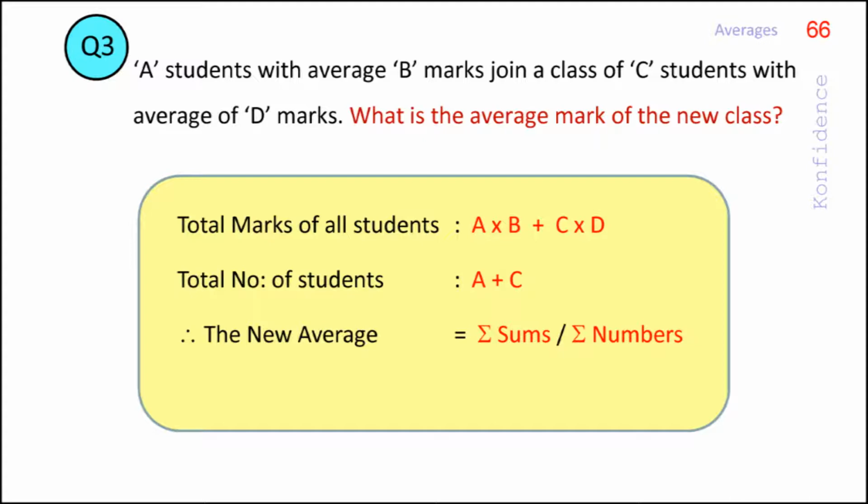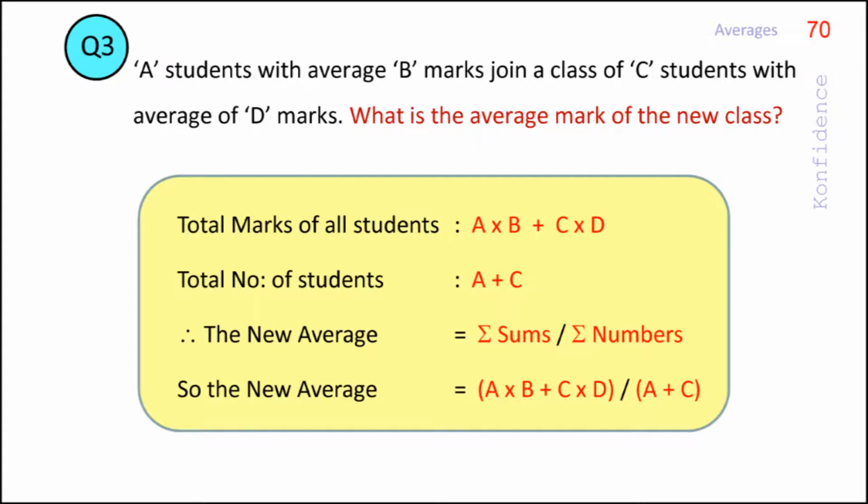The key values here are A multiplied by B added to C multiplied by D, the sum of sums, and A added to C, the sum of numbers. And so, the new average will be A multiplied by B added to C multiplied by D divided by A added to C.